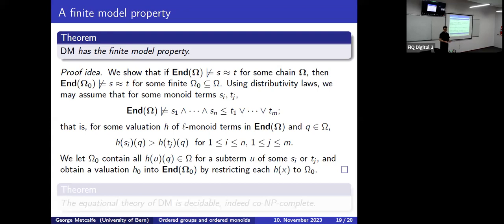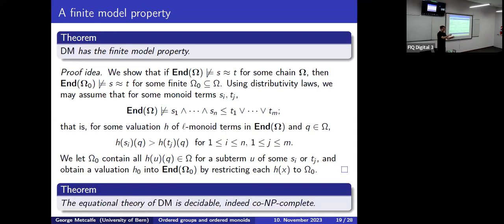And so we obtain from this that the equational theory of distributive L monoids is decidable, because for a given equation, you can calculate how big your finite L monoid has to be, or how big your chain has to be. So you get decidability and in fact co-NP completeness.